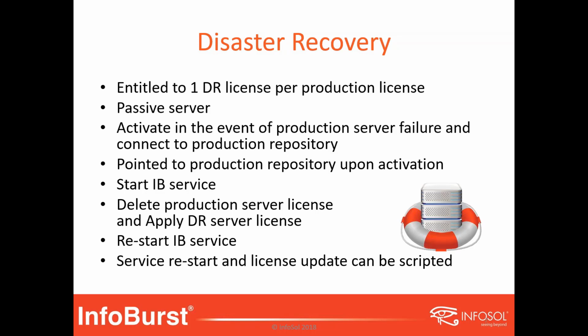So in the event that anything happens, once you install that, you can obtain a license for the DR server and store it somewhere logical. We recommend the application root folder on the server itself. That way you never lose it. You just boot it up and you can install it immediately. And then on that DR server, you're just going to go ahead and stop and disable the InfoBurst service. Then you'll activate that server in the event of a production server failure. This new server will connect directly to your production repository upon activation. You start the service, you delete the current license, you install the license for the DR server, and then you restart the service and begin working.